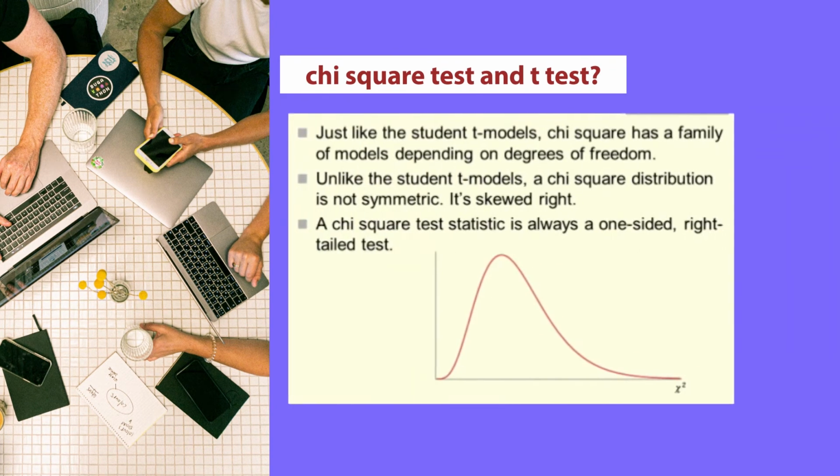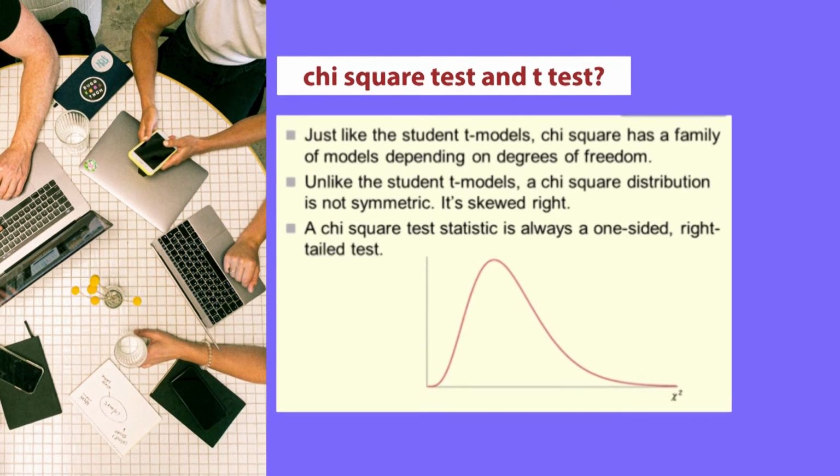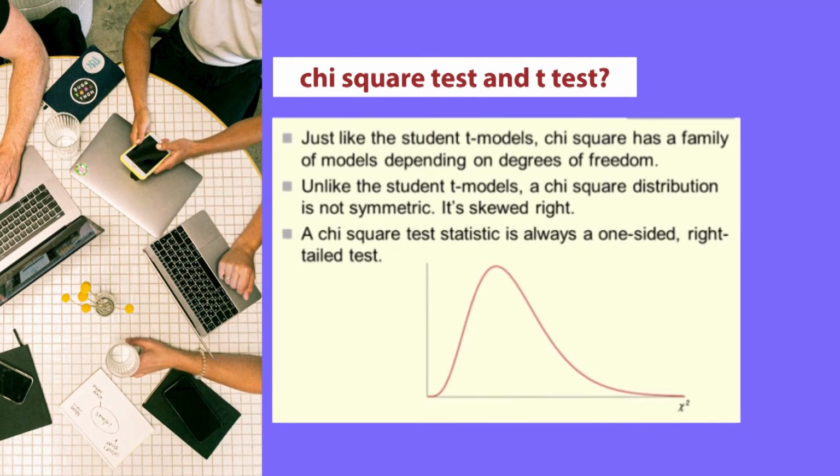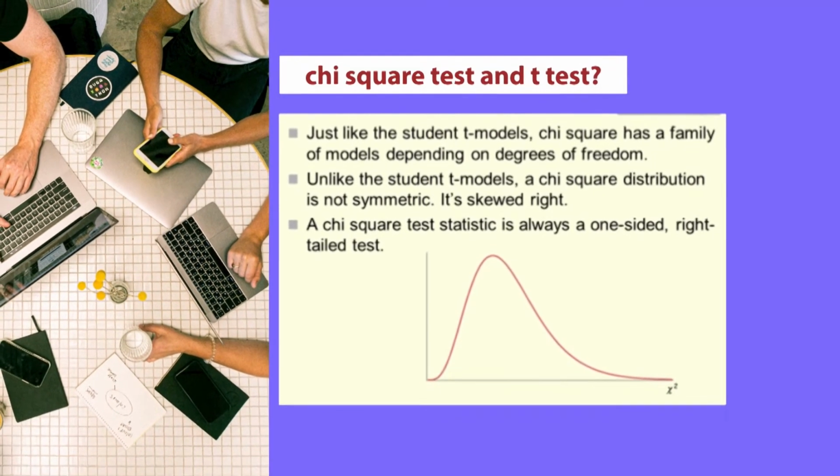Just like the Student t model, chi-square has a family of models depending on degrees of freedom. Unlike the Student t model, a chi-square distribution is not symmetric; it is skewed right.